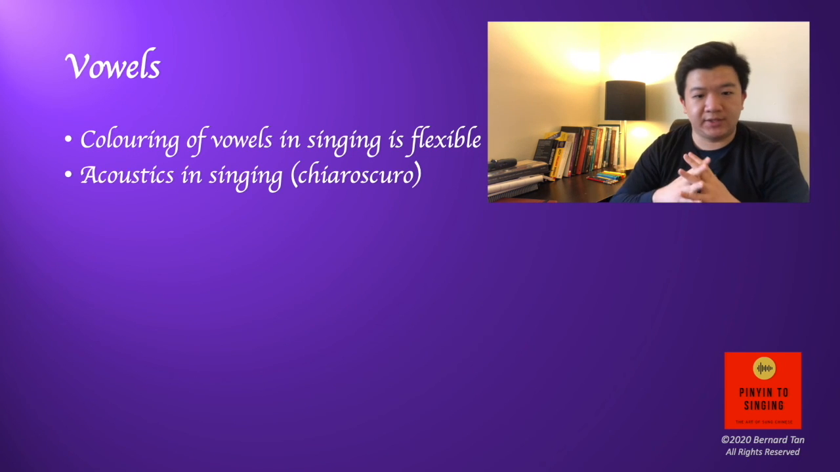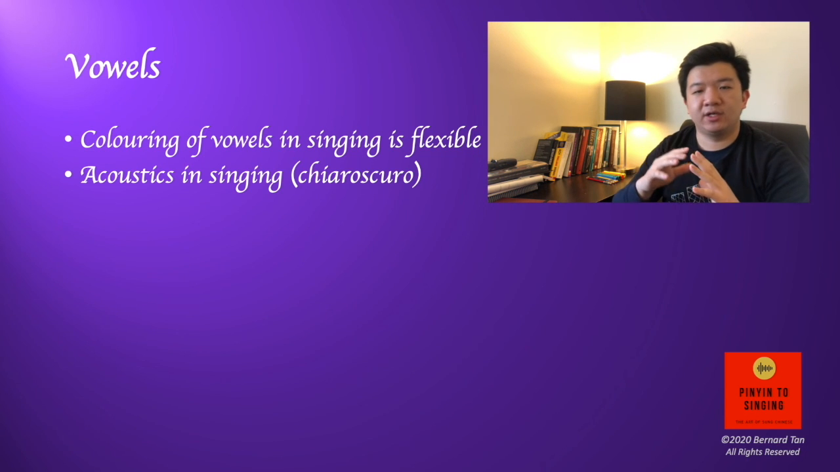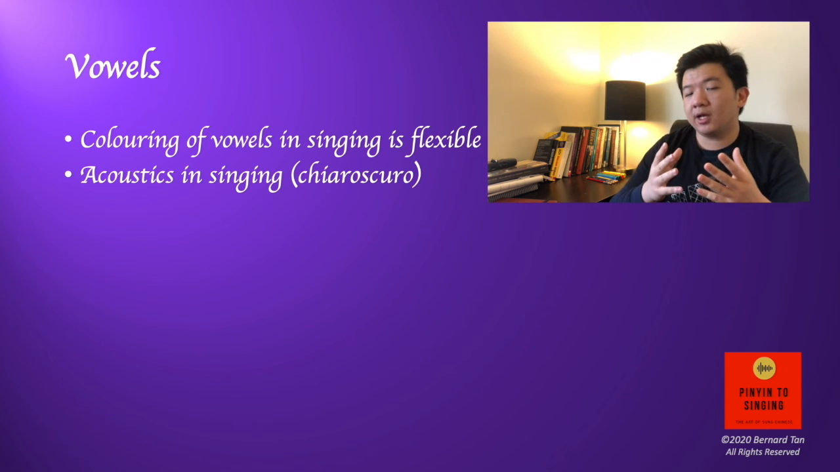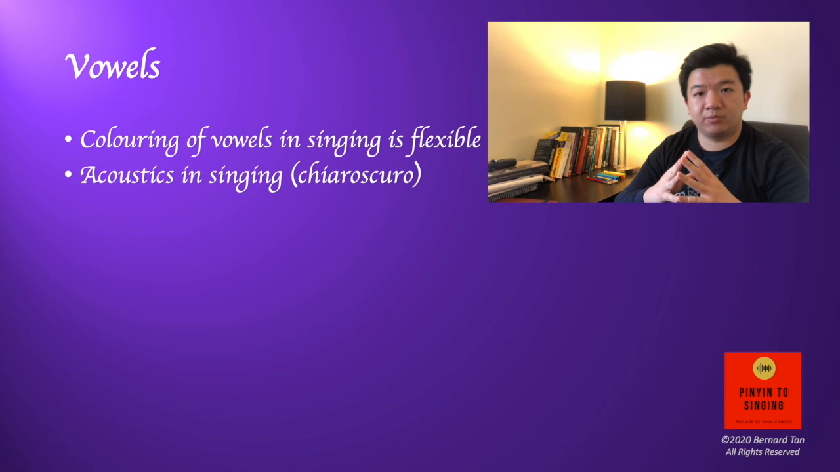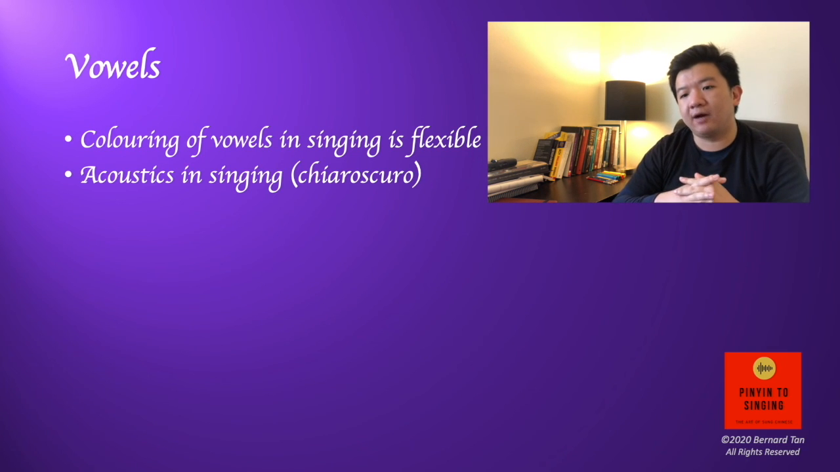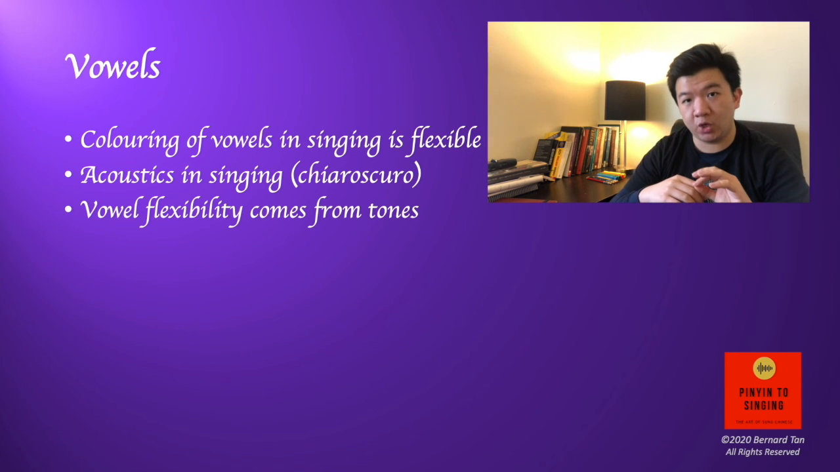And we talked about acoustics in singing, and we have chiaroscuro, we have the brightness of the voice and the darkness of the voice. So when a singer thinks that they are singing a closed A, for example, it sometimes might come off as a more open version of that vowel, just purely because of the acoustics, and also depending on the tessitura, depending on the range in their voice. Now, the reason I say that vowels are flexible in sung Chinese is because the vowel flexibilities actually comes from the tones in the language.